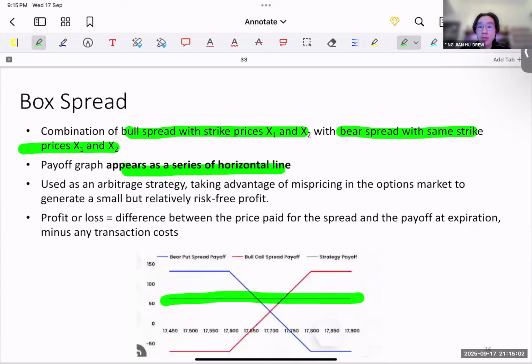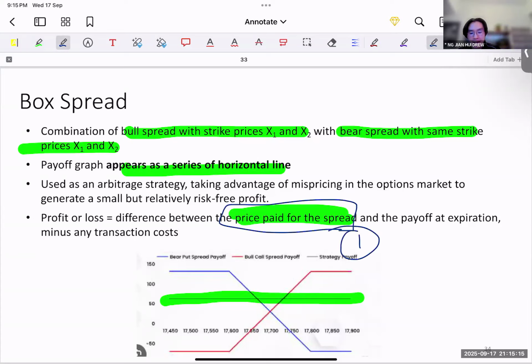The idea behind a box spread is that we want to take advantage of the price difference between the time you pay for the spread and the payoff at expiry. This is important, I need you to understand this. We are actually playing with the time difference between how much you pay initially and how much you get in the end. So a box spread really focuses on the price you pay at the start and how much you're going to get in the future, of course minus any transaction costs.